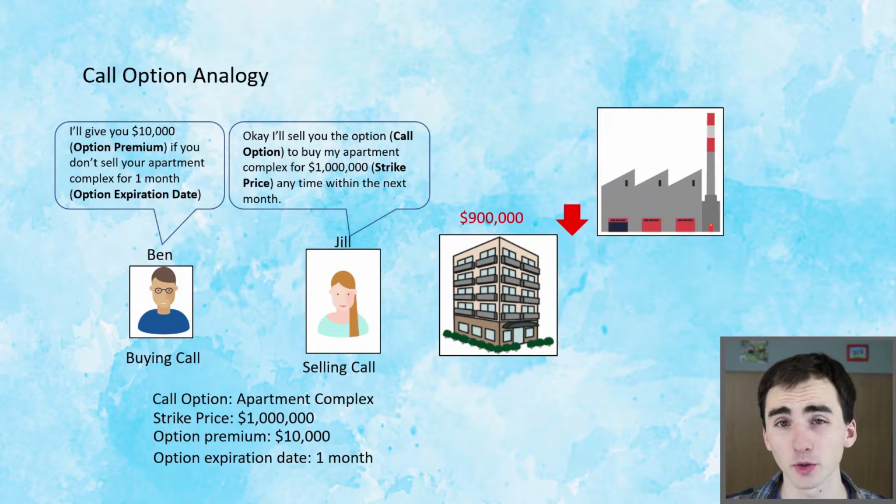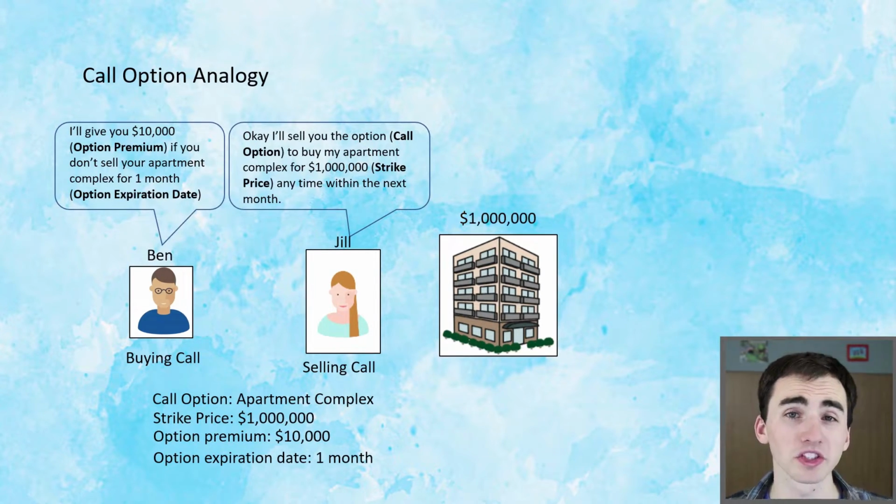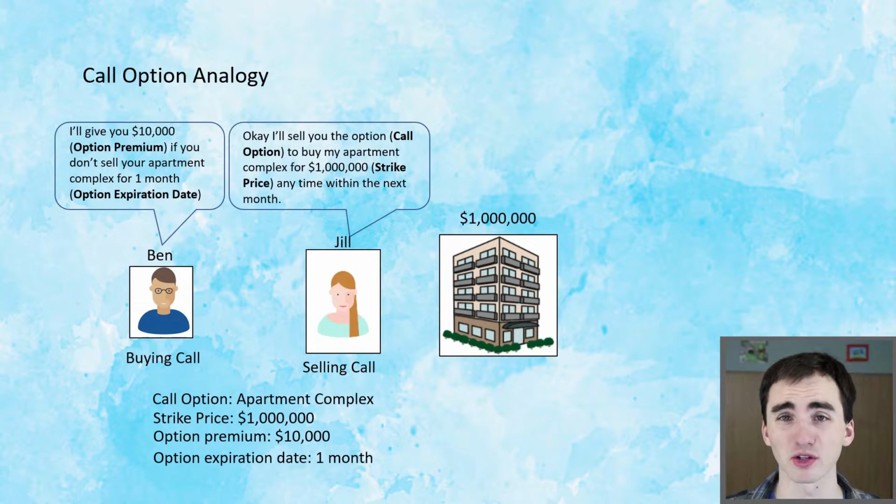And then in the scenario where the factory got built, she did lose money with the apartment complex going down, but she still got that $10,000 extra from that call option, which made the loss less for her. And then of course in the scenario where nothing happened, she just made another extra $10,000 on that $1 million sale.